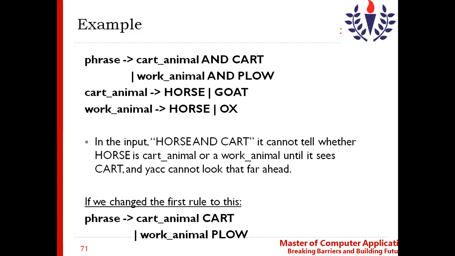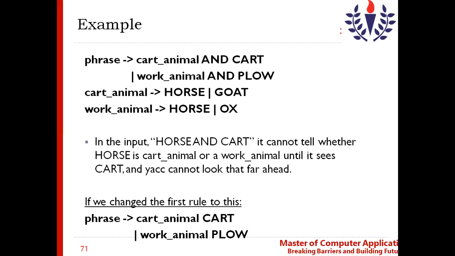Now when the input is given, the Yacc is trying to parse the grammar. When it parses the grammar, it has a problem, or it is not able to parse the grammar because of some problem. What's the problem? That I'll explain with this example. Let us take the input horse and cart. This is the input. So when it reads the first input horse, it will be checking the grammar. Horse will be checked with the grammar. If you look, horse is present in two places. Either it can be a cart animal or it can be a work animal.